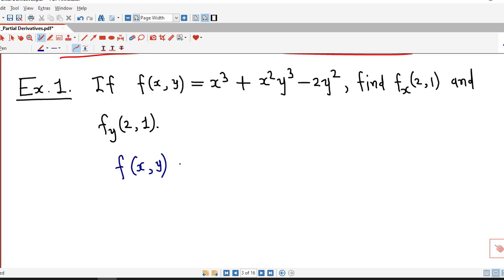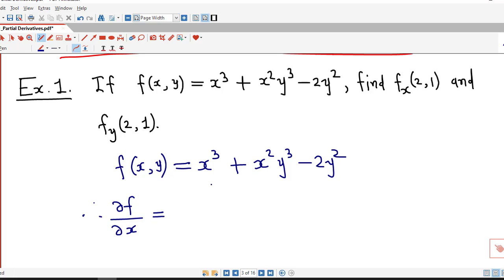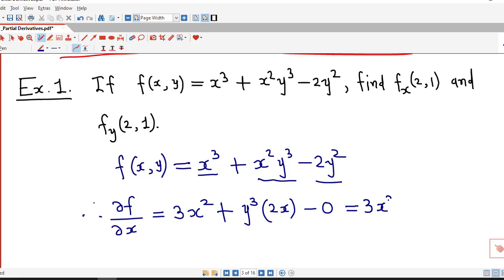The given function is f(x,y) equal to x cube plus x square y cube minus 2y square, and we are asked to find the partial derivative of this function with respect to x and y at this point. If we are interested in the partial derivative with respect to x, we will consider y as constant. So first we differentiate x cube with respect to x, it is 3x square. Now y is constant, therefore y cube is constant and the derivative of x square is 2x. Because y is constant, the last term becomes constant, so its derivative is 0. So the derivative with respect to x is 3x square plus 2x y cube.